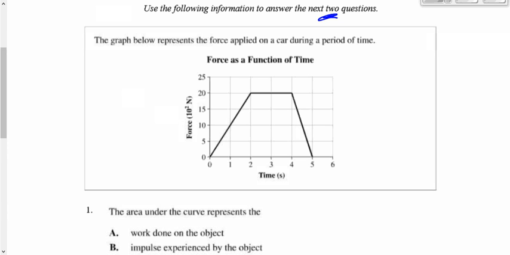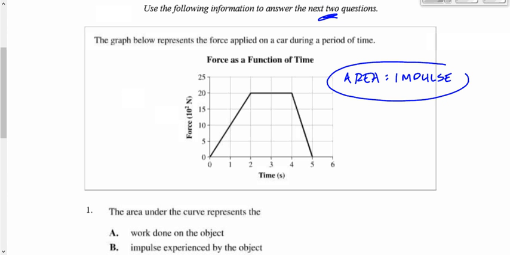What are they? I thought you were going to say it there. Area equals impulse. Area equals impulse. So regardless of what I'm asked for, this has got to be kept in the back of my mind or the front of my mind, somewhere in your mind here.